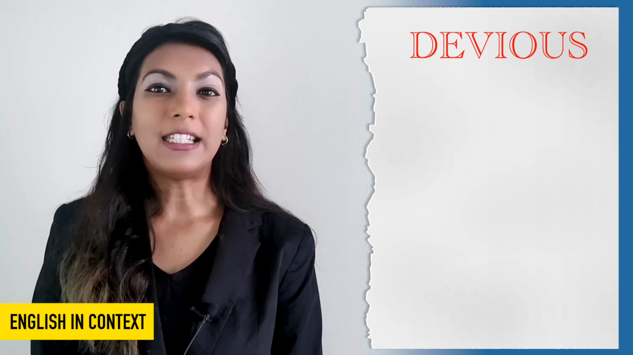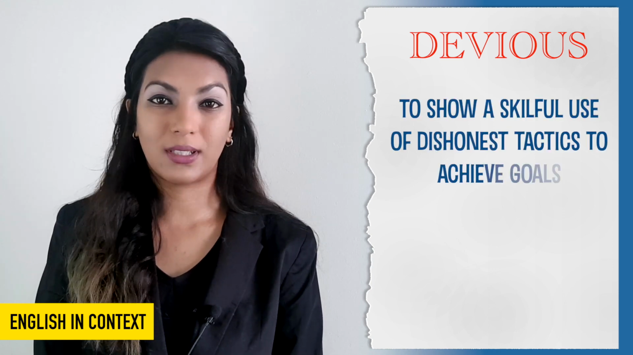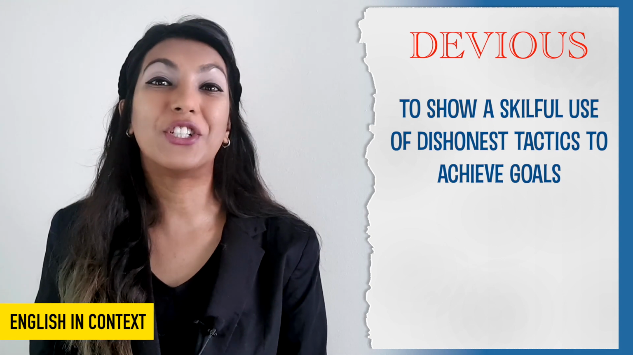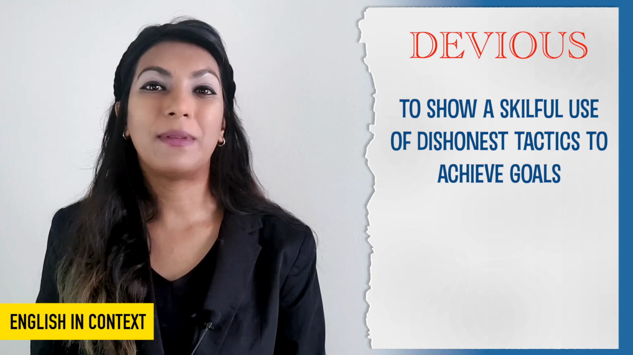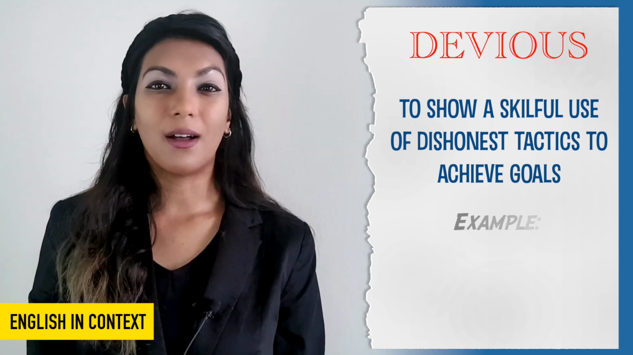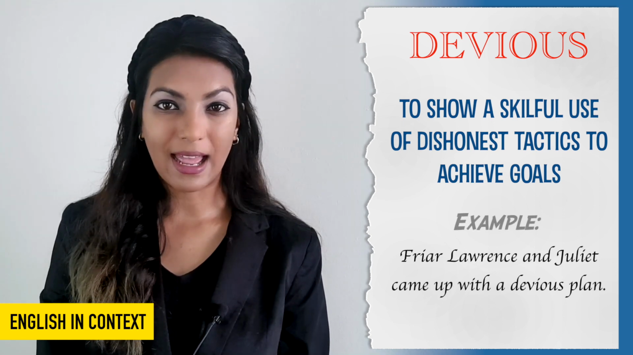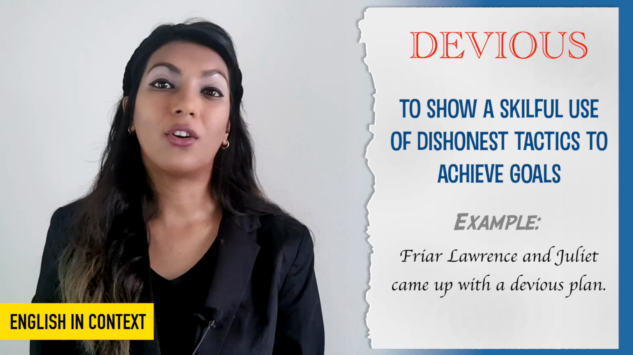Devious. Devious means to show skillful use of dishonest tactics, bad tactics to achieve goals. We can describe people as devious too. Example, Friar Lawrence and Juliet came up with a devious plan, or Friar Lawrence was a devious man.